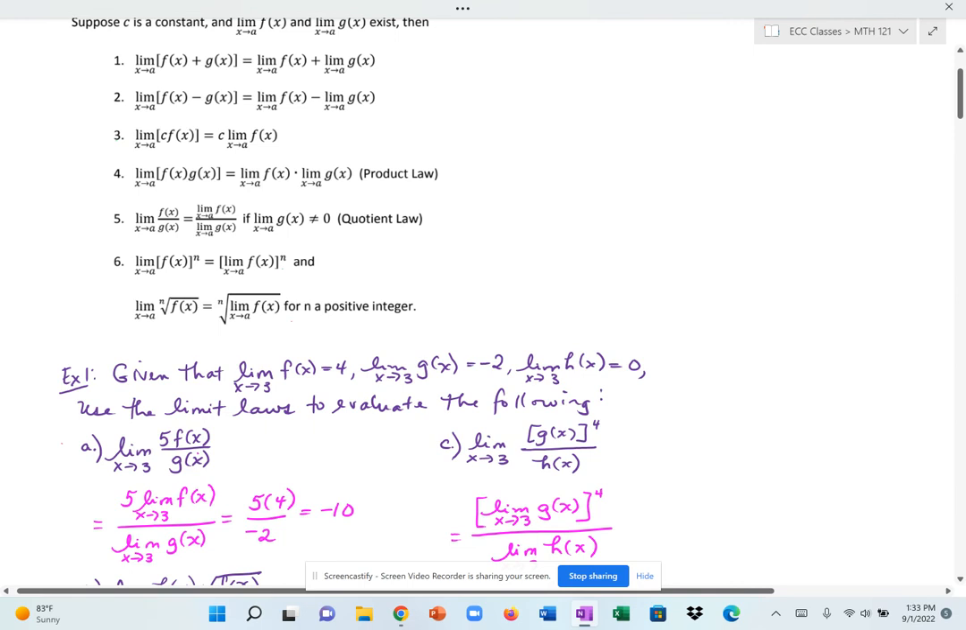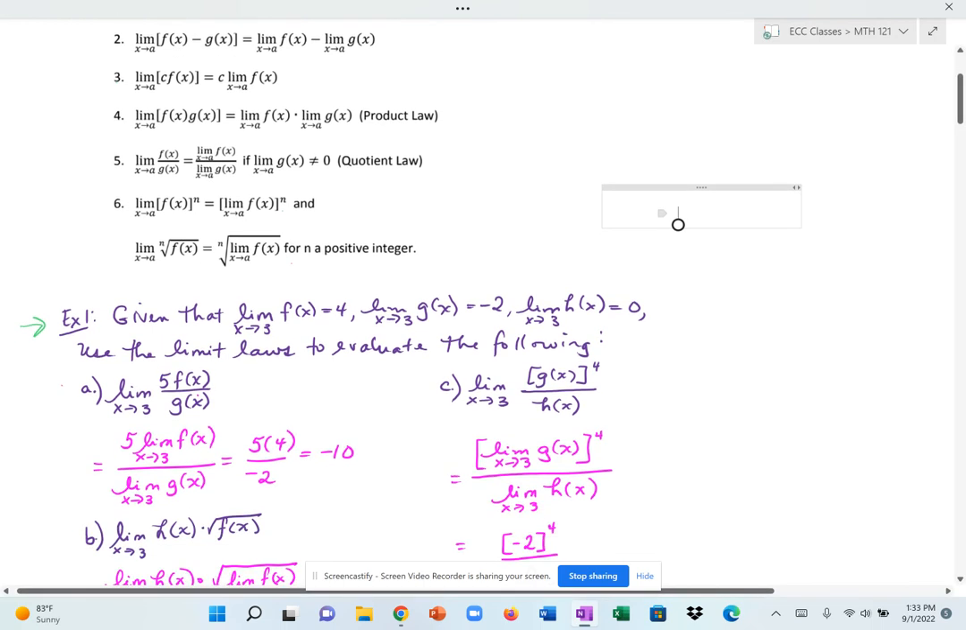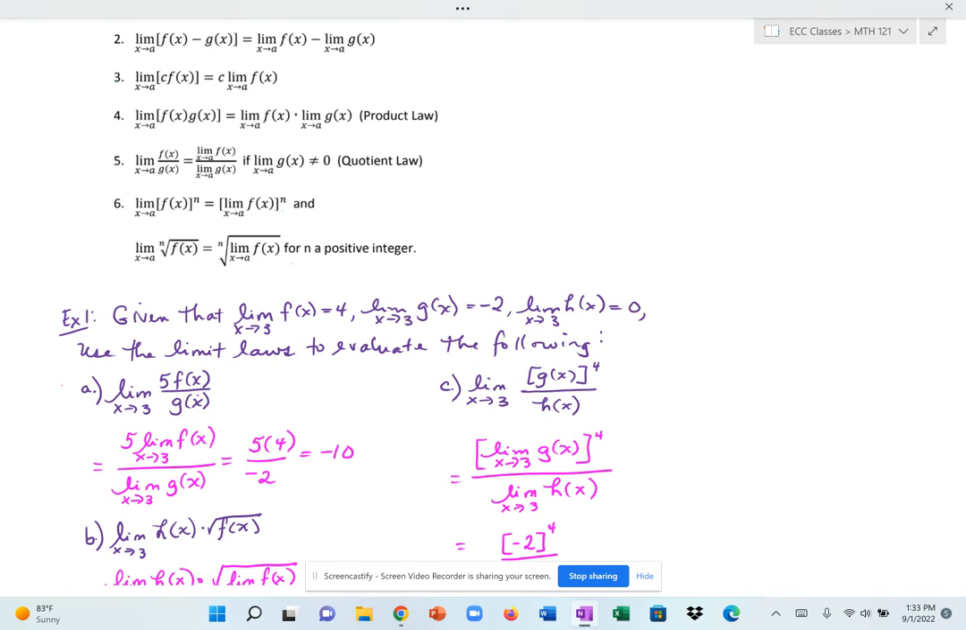So we're going to apply some of these limit laws. Given that the limit as x approaches 3 of f of x is equal to 4, the limit as x approaches 3 of g of x is equal to negative 2, and the limit as x approaches 3 of h of x is equal to 0, we will use the limit laws to evaluate the following. Part A says that we have the limit as x approaches 3 of 5 times f of x over g of x. I'm going to be using limit law 3 because I have a coefficient in front of f of x, and the quotient law because I am dividing 5 times f of x by g of x.